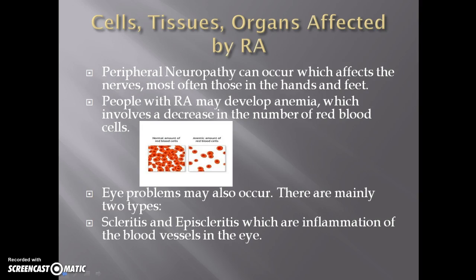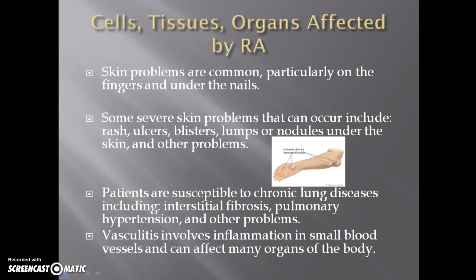People with RA may develop anemia, which involves a decrease in the number of red blood cells, as shown in the illustration here. Fortunately, for many patients, newer treatments are helping slow the progression of the disease and preventing serious disability. Patients are susceptible to chronic lung diseases, including interstitial fibrosis, pulmonary hypertension, and other problems. Vasculitis involves inflammation in small blood vessels and can affect many organs of the body.